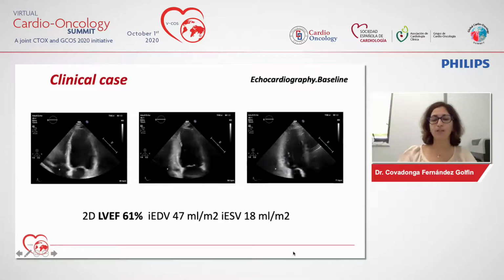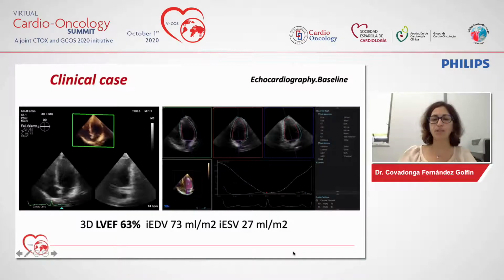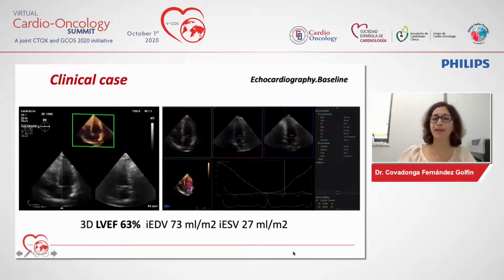We get a 2D left ventricular ejection fraction of 61% with normal indexed end-diastolic and end-systolic volumes. And if we move to the 3D echo images, we get a 3D left ventricular ejection fraction of 63% with normal indexed end-diastolic and end-systolic volumes, as you can see in the images. You can see this is a thin young woman with not exceptional acoustic windows, but still we were able to make the acquisition and the calculations without any problem.